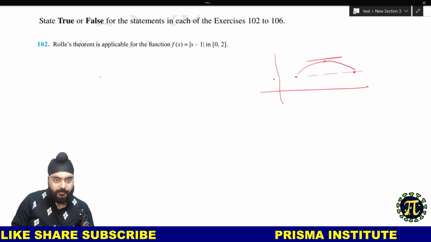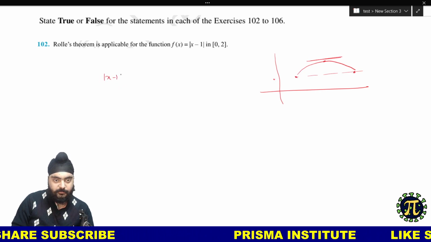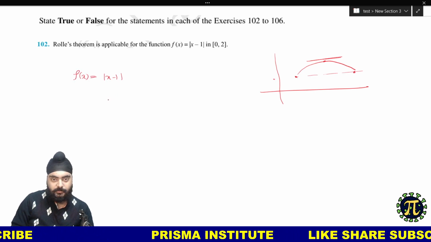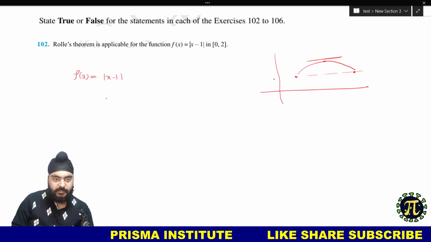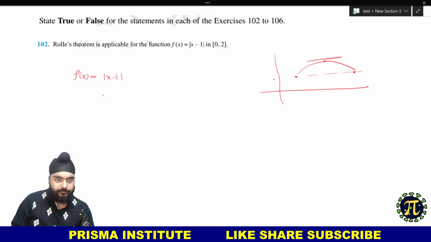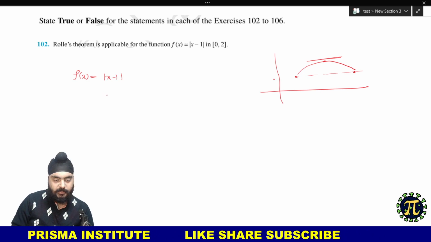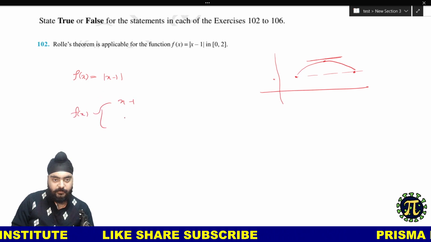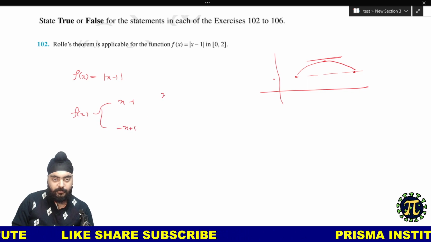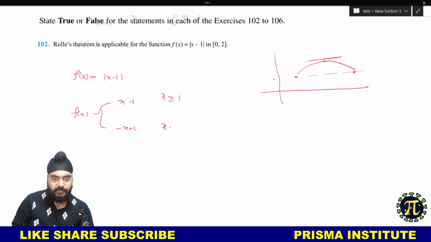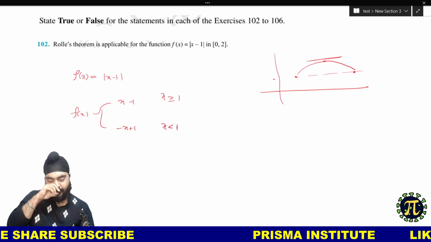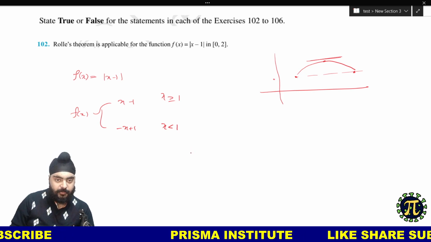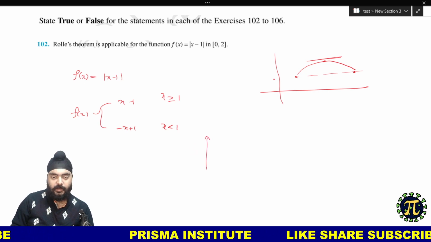But let's see mod of x minus 1, which is our function. When is this equal to 0? So when is it changing sign? This function can be defined as x minus 1 for x greater than or equal to 1, or minus x plus 1 for x less than 1. And this number 1 belongs to 0 to 2. You can draw the graph of this function also, right?